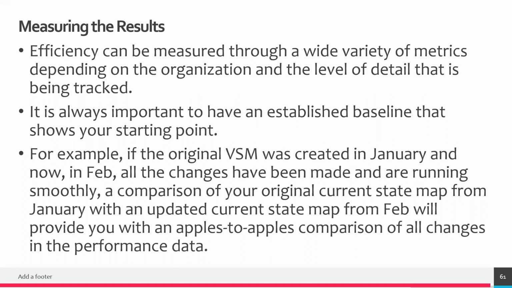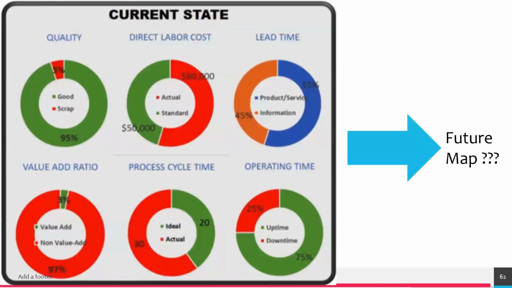A comparison between the original current state map from January and the updated current state map from February will provide an equal comparison of the changes, such as performance data. So here's what I'm saying: this is the current map. You could develop some metrics, KPIs, such as the quality, the direct labor cost, the lead time, value added ratio, process cycle time, operating time, and then you put these together. You create a dashboard for yourself, and then you do the improvement and you use the same KPIs after you implement it and show how you improved.